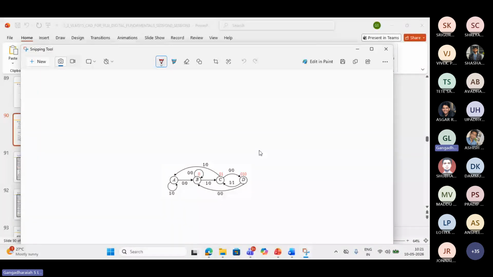Let's say the syntax is: present state A, comma, there is a case statement. If X, meaning X is 1, the next state, let's say NS, is A. Else, meaning X is 0, what is my next state? My next state is B. This is what is written there. That's it.